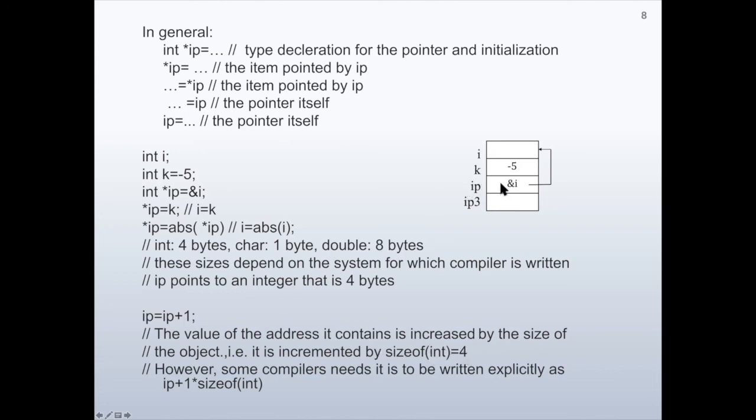Notice that IP was pointing to I. After execution of this statement, IP will become IP +1. That means that it is incremented by the size of an integer, that is 4. It will point to the next integer, which is k, or whatever is there. However, some compilers need it to be written explicitly as IP +1 multiplied by the size of an integer.